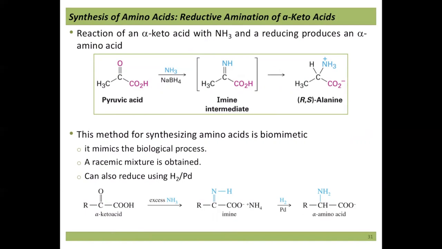This is reductive amination. So if you take pyruvic acid, it is an alpha keto acid. So at this alpha position, it has a ketone. And if you mix it with ammonia, you end up with this imine intermediate. And with that imine intermediate, if you have a reducing reagent around, H-, it will come in and reduce that imine and give you an amino acid.